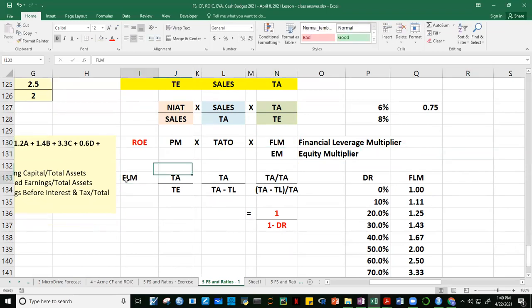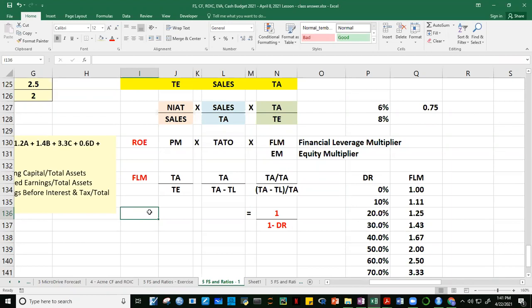Ito, so this is just the breakdown for FLM. Nag-focus lang tayo dito, no? So, it's equal to total assets over total equity. Okay, so the FLM tells us how much the company uses debt to finance its assets. Yun ang mine-measure nitong financial leverage multiplier.